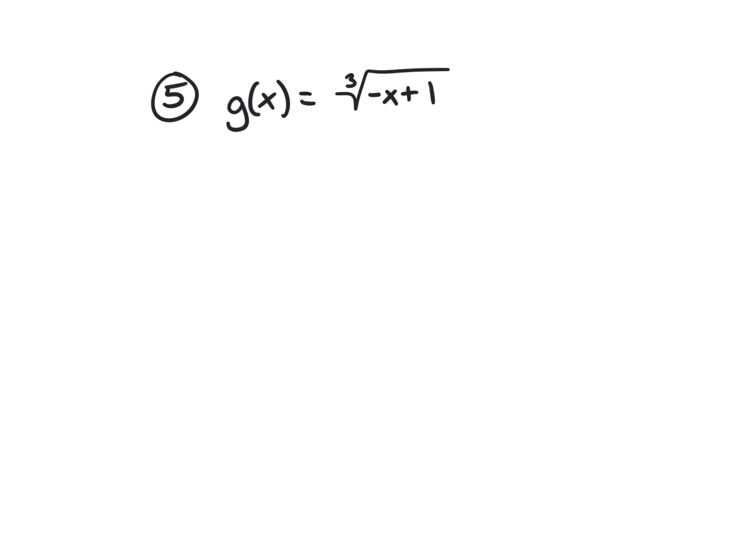Are we writing the 3 steps for the back page? So, last one I'm going to do with you on the front page, number 5. Again, we're still finding inverses. So what is my step 1? Yep, change g of x to a y, so y equals the cube root of negative x plus 1.